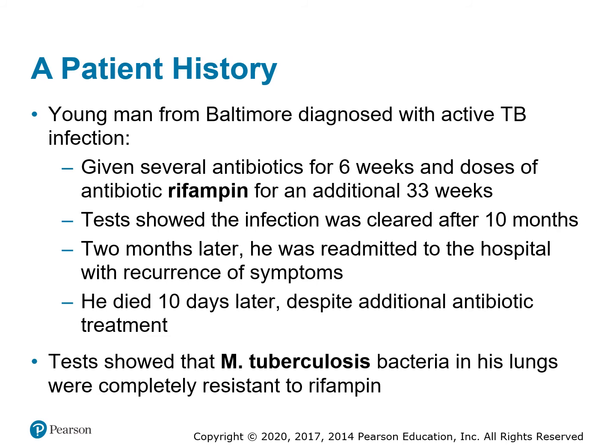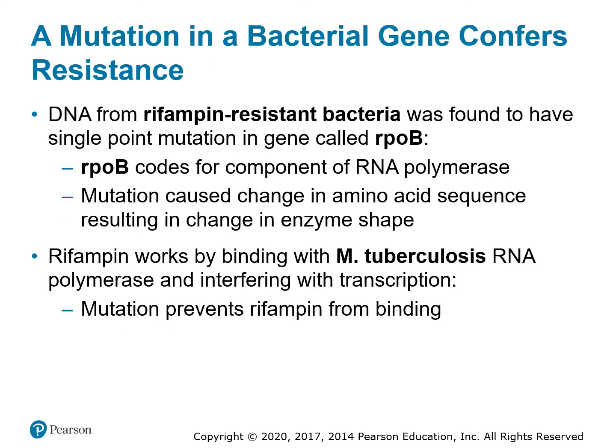After testing him, they found out that the tuberculosis in his lungs was completely resistant to the antibiotic they'd been using. The DNA from this bacteria was found to have a mutation in a gene called the RPOB gene, which is a part of RNA polymerase. And if you remember RNA polymerase from 1306, then you know that it's the enzyme responsible for replicating RNA.